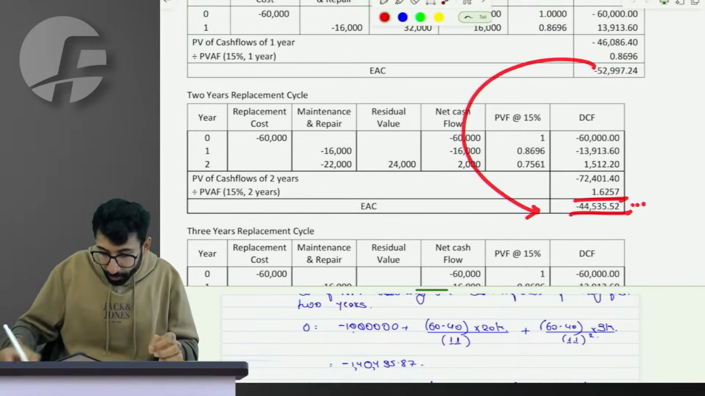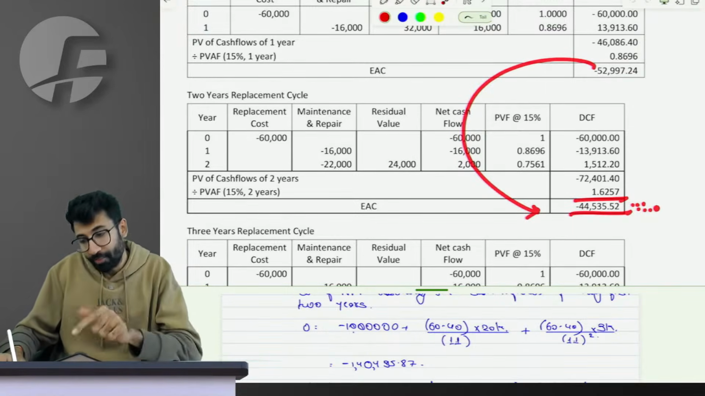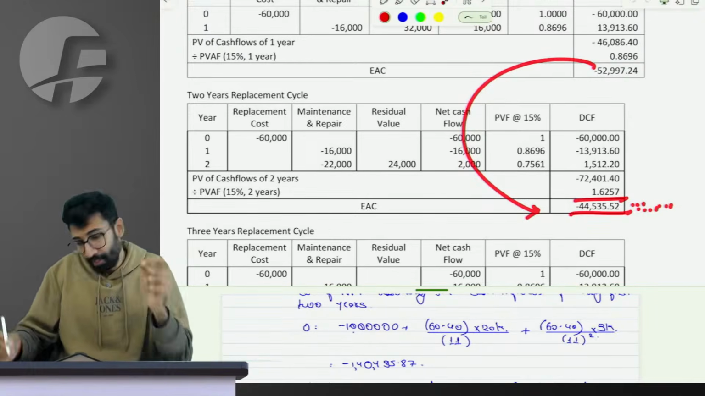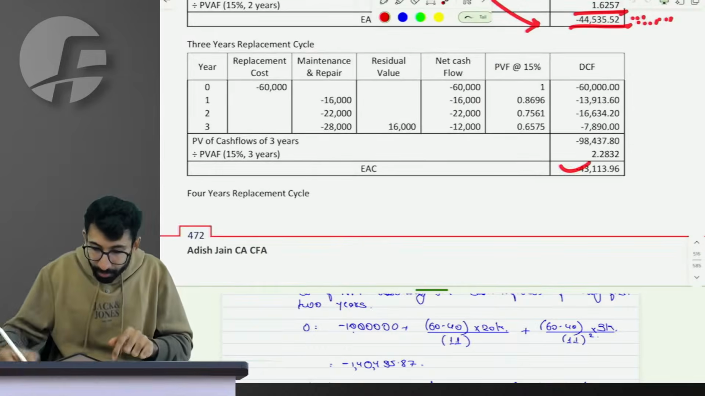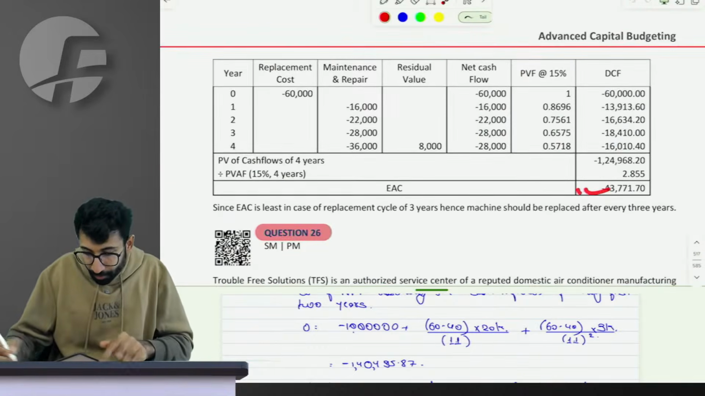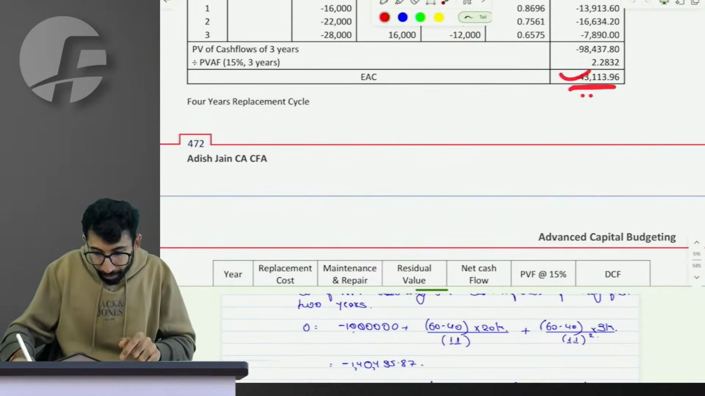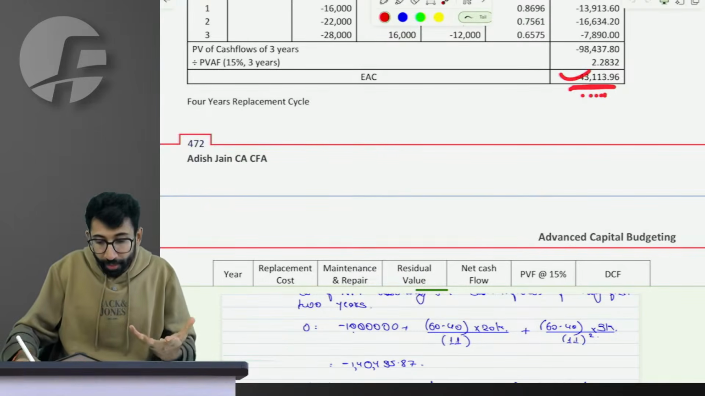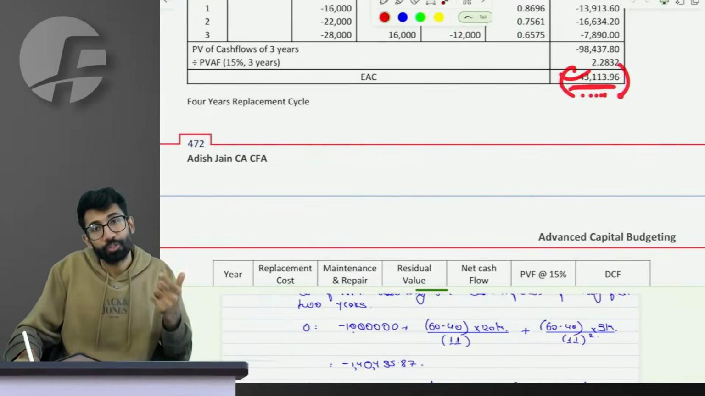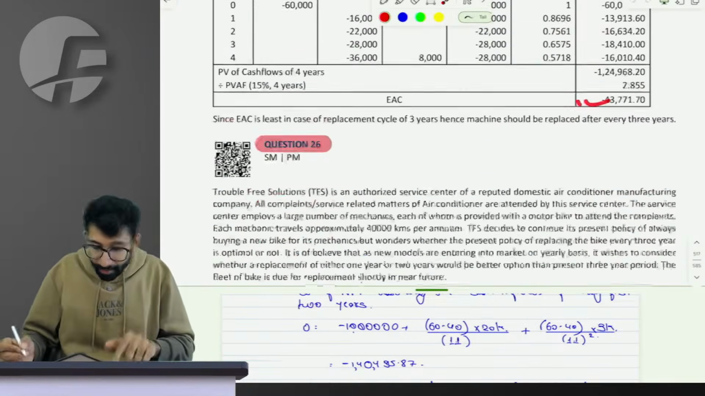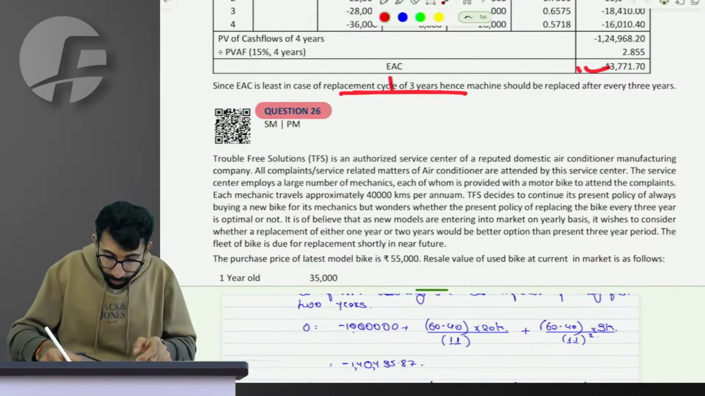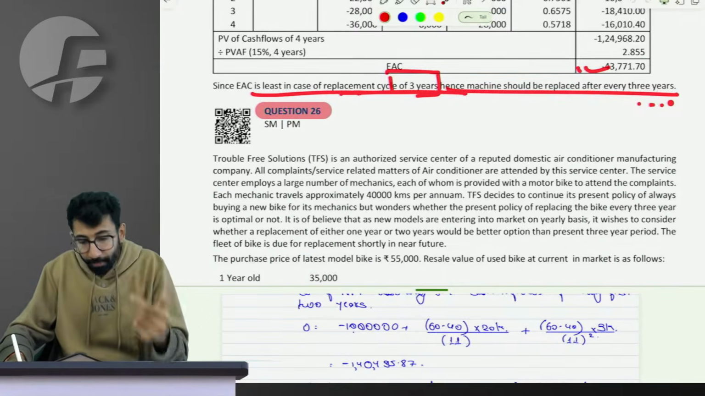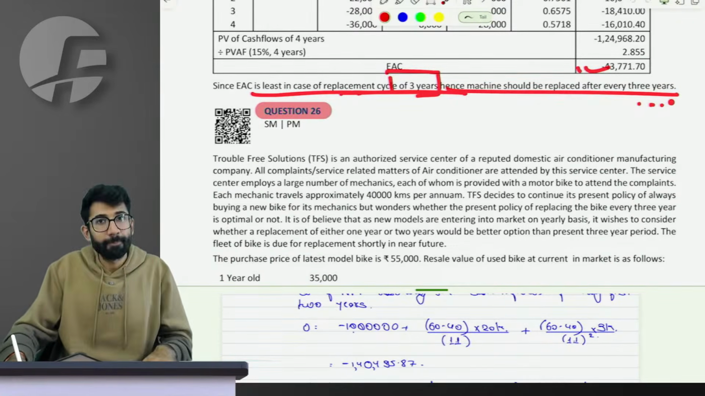So as compared to buying the machine for 1 year, it makes more sense to buy and use it for 2 years because per annum cost is lower. Similarly, you do it for 3 years, similarly for 4 years, and you will realize that the per annum net cost of buying, using and selling is least if you use the machine for 3 years, which means replace every 3 years. The optimal replacement cycle is 3 years.